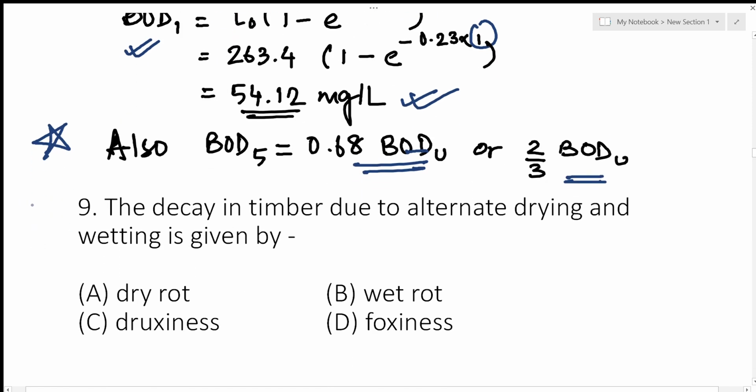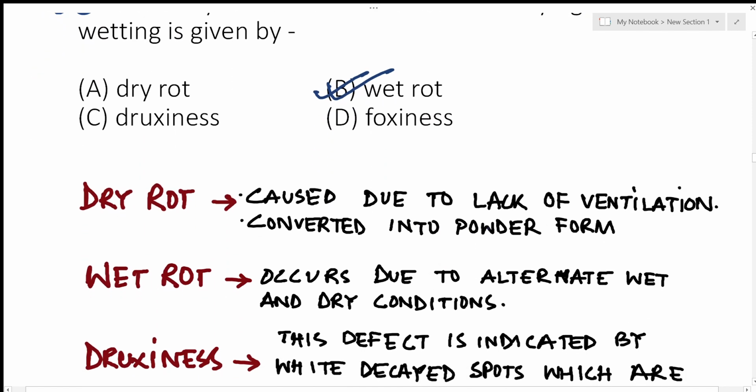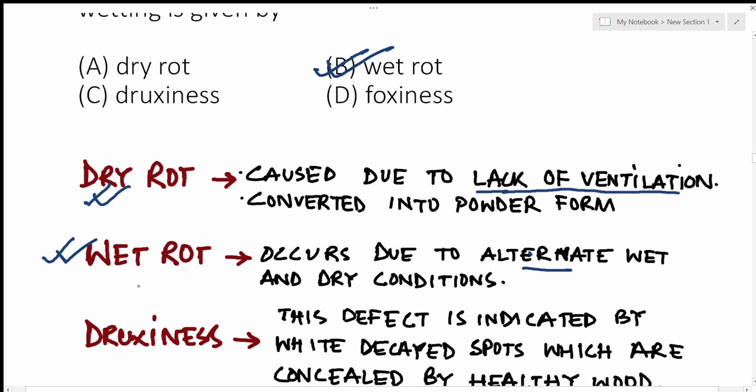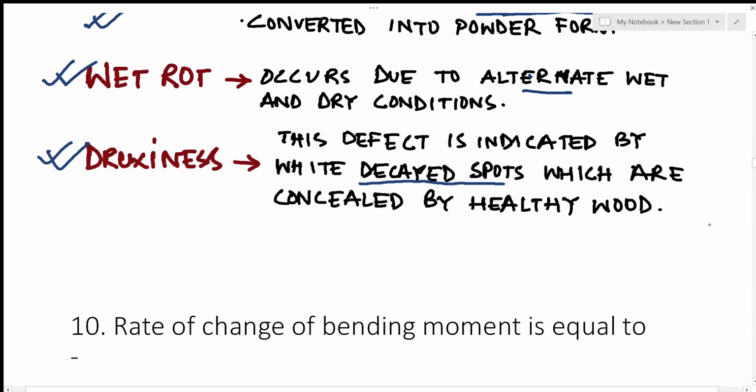The next question, the decay in timber due to alternate drying and wetting is given by. Now the decay in timber due to alternate wetting and drying is given by wet rot, and also dry rot is caused due to lack of ventilation. Remember, dry rot is caused due to lack of ventilation. Wet rot is due to alternate wet and dry conditions. And also druxiness. Druxiness is the defect which is indicated by white decayed spots, which are concealed by healthy wood. So remember all three, any might come.